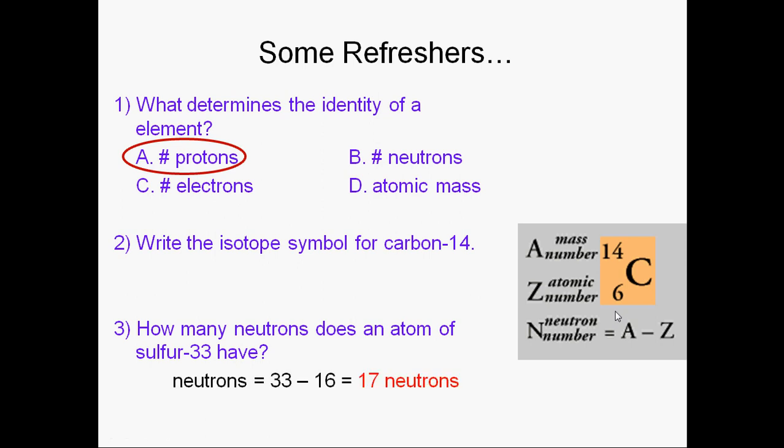So to figure out the number of neutrons in sulfur-33, we start with the mass of that particular isotope, which is 33. It's given to us in the name. And then we subtract the number of protons in an atom of sulfur, which we find by looking on the periodic table and looking at the atomic number. And when we subtract that, we determine that there are 17 neutrons in there.